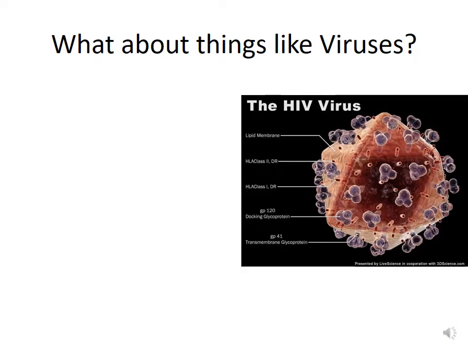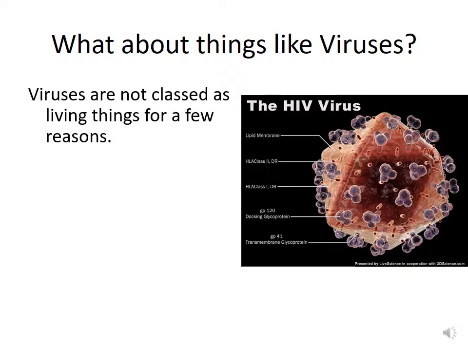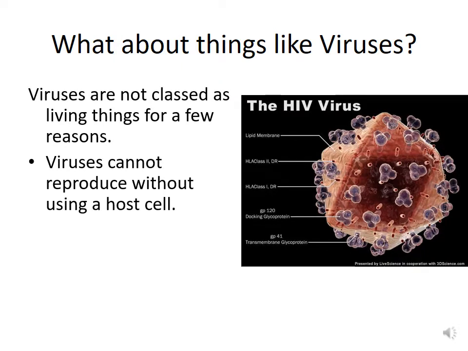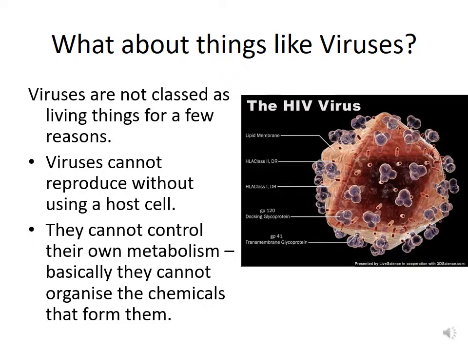What about things like viruses? Well, viruses are not classified as living things for a few reasons. Viruses cannot reproduce without using a host cell. They have to invade a cell in order to do that. They don't contain the machinery necessary like all other living cells do. They cannot control their own metabolism, the chemical reactions. Basically, they cannot organize the chemicals that form themselves.